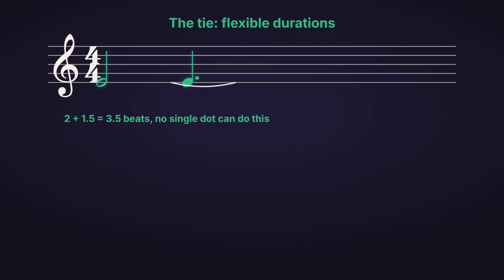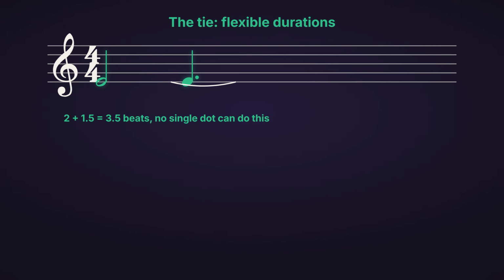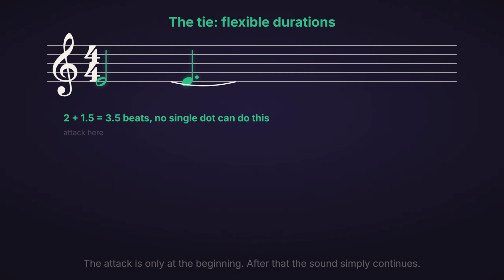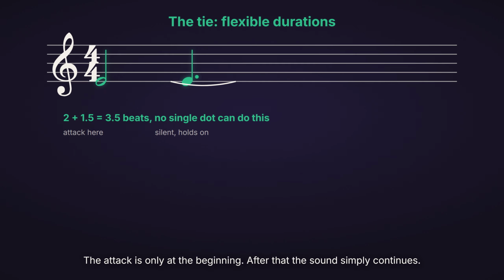Hear this passage now, hold the first note through the tie and keep counting while the second note's length silently adds on. The attack is only at the beginning. After that the sound simply continues.